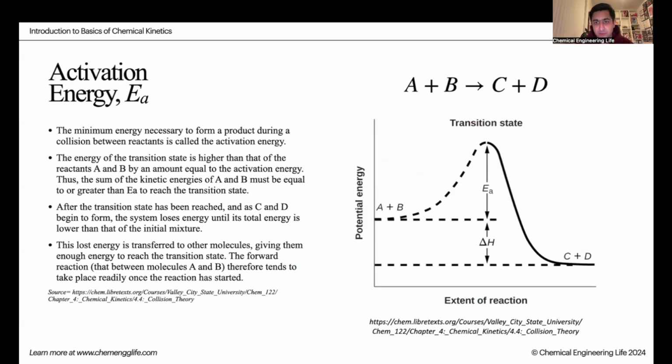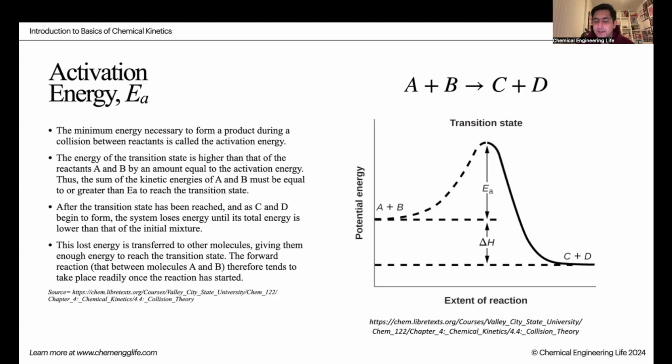If the activation energy is higher than the kinetic energy of the particles, then the reaction rate would be slow. If the activation energy is less than the kinetic energy of the particles, well, then the reaction rate will be strong. So the whole idea is that the particles have to meet up with that activation energy requirement.